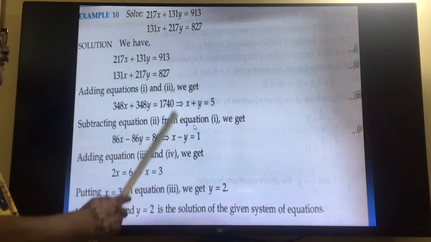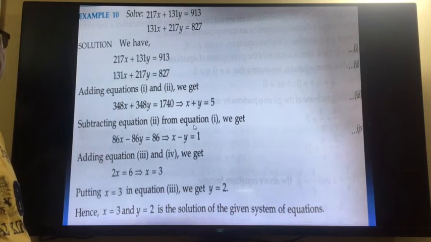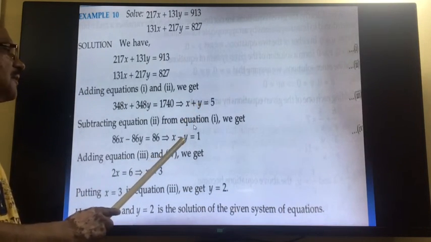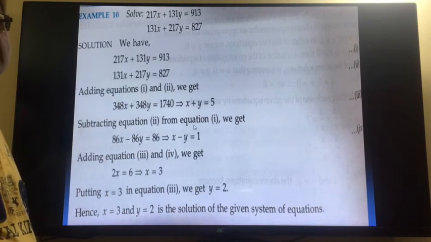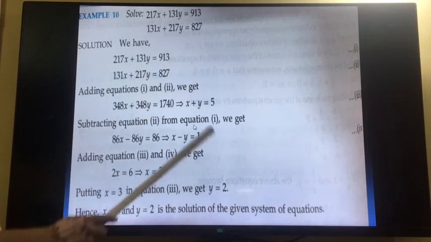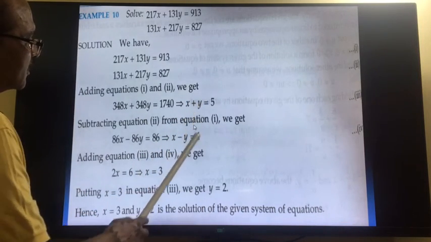So if you see the coefficient of x, because both have a plus sign, you subtract the equations. And if you see the coefficient of y, one is positive and one is negative, so opposite signs, in that case you can add the equations. Either you add or you subtract, but by adding you have to do less work. So add both equation number 3 and 4.